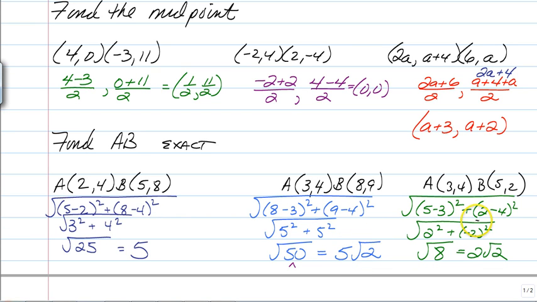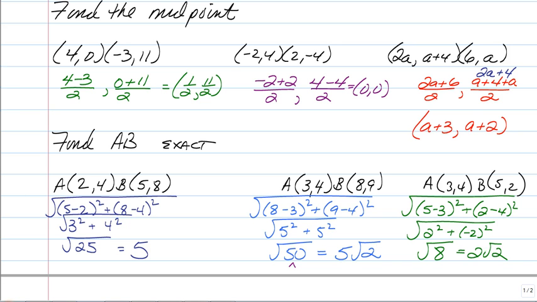Last one. The only catch to this was to see if I could trick you with a negative. Remember, a negative 2 squared is a positive 4. So 2 minus 4 is a negative 2 squared is still a positive 4. That's why we have 4 plus 4 is 8, and the square root of 8 is 2 root 2. All right? So that is your practice with the distance formula.